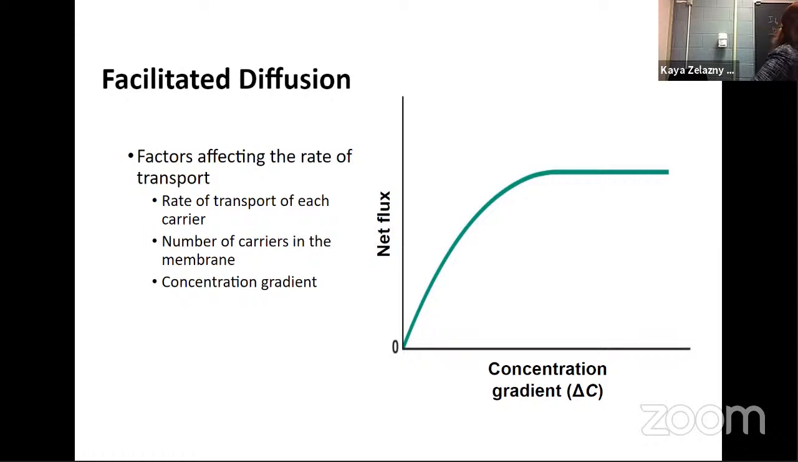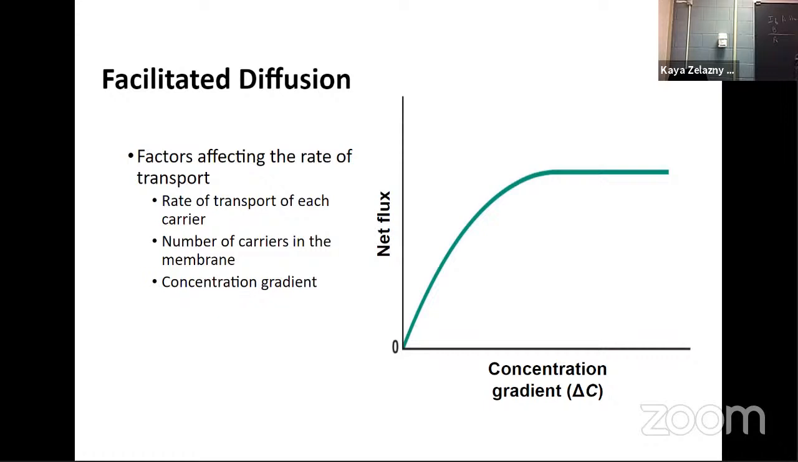So the fact that we do have these carrier proteins means that we're going to need to consider an additional factor when we're thinking about rates of facilitated diffusion compared to rates of simple diffusion. Now we don't just care about those properties of the membrane or lipid solubility, right? In fact, anything going through facilitated diffusion is not lipid soluble, that's why it needs that protein. So the rate of transport for the carriers, so like how fast that carrier works, how fast it can go back and forth and switch which side that binding site is on, is going to make a difference. That's our rate of transport for the carrier.